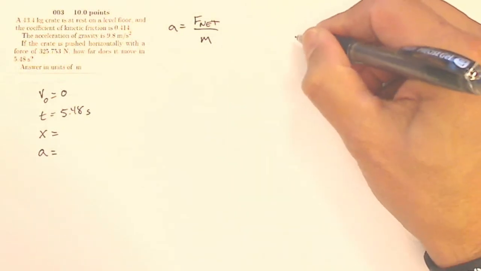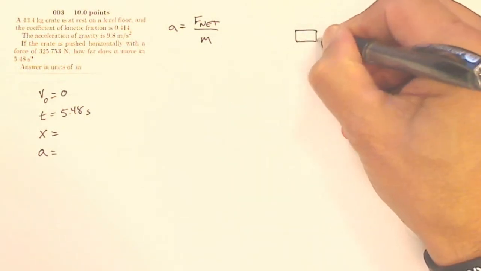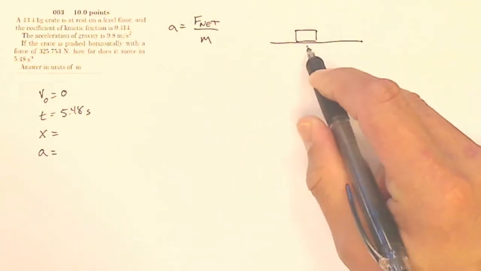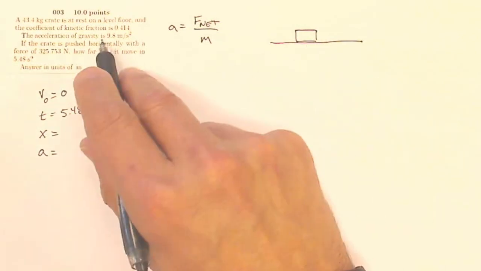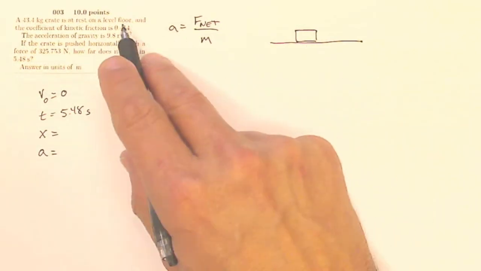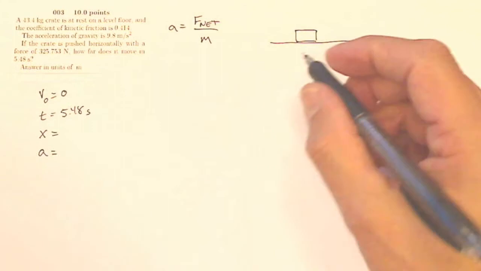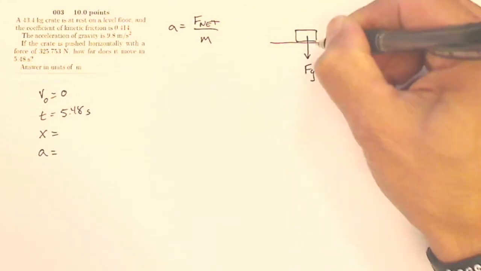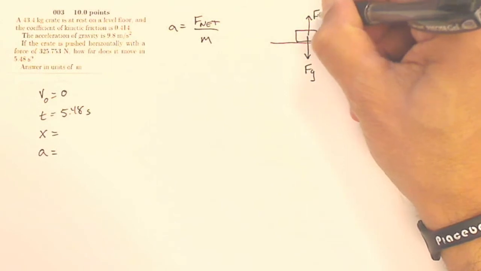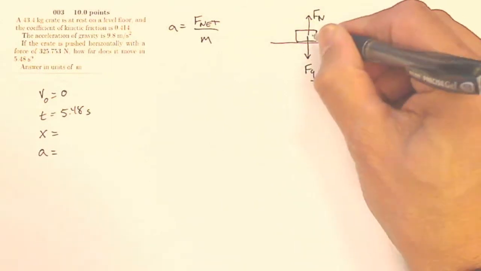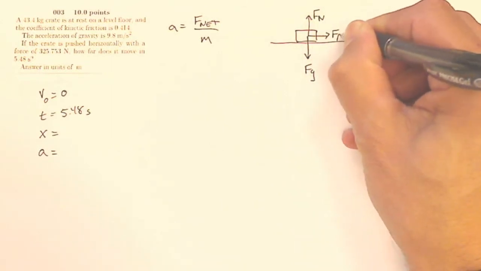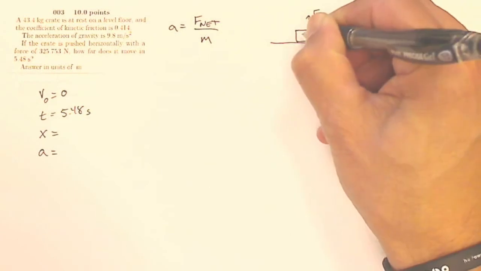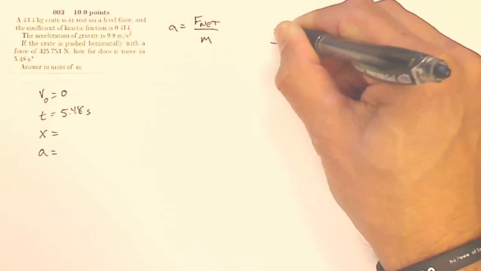So now I've got to look at my free body diagram. Here's my crate. It's at rest on a level floor. The coefficient of kinetic friction is 0.414. I'll use that in a minute. It's 43.4 kilograms. So all of my forces here, I've got a force of gravity, I've got a normal force, I've got a push force, and I've got a force of friction.